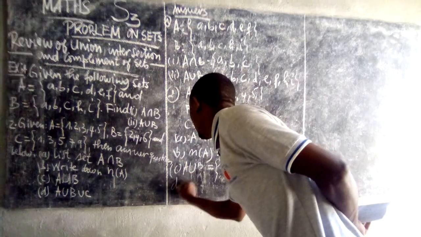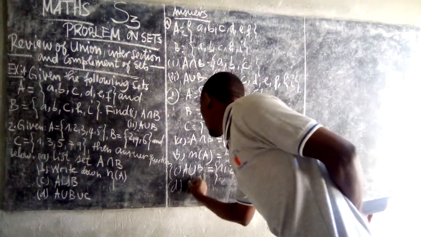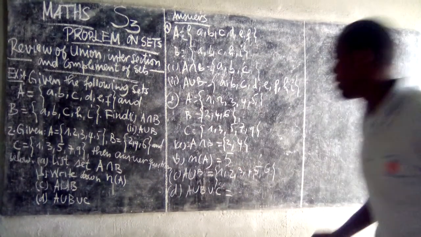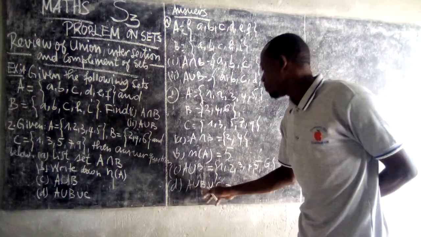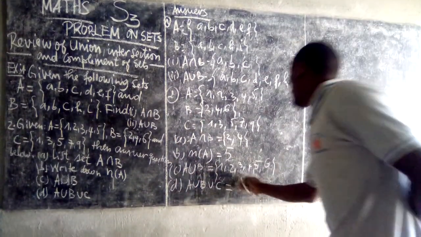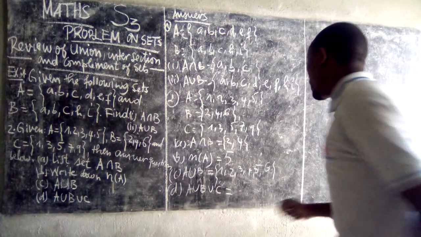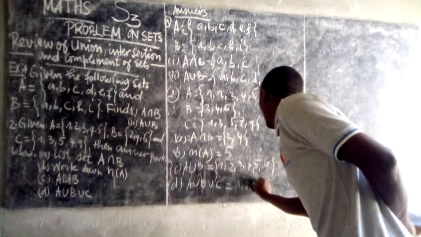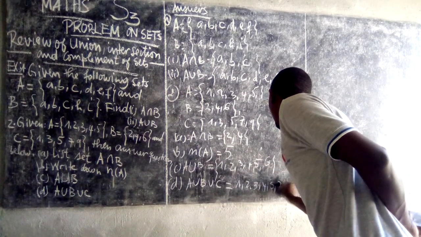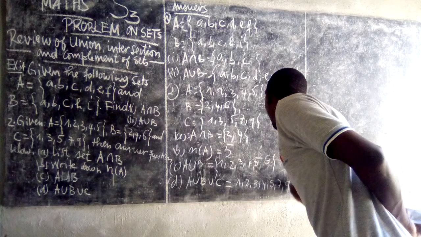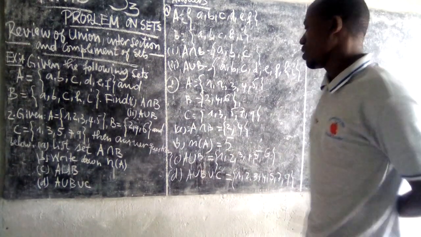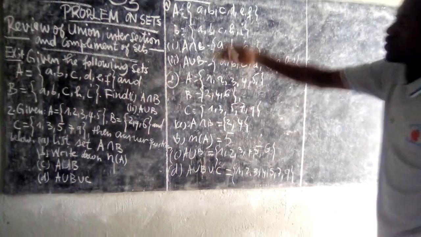About D, A union B union C. This is equal to all elements of A, B, and C without repeating. It means that this is 1, 2, 3, 4, 5, 6, 7, and 9. Then this is the answer.